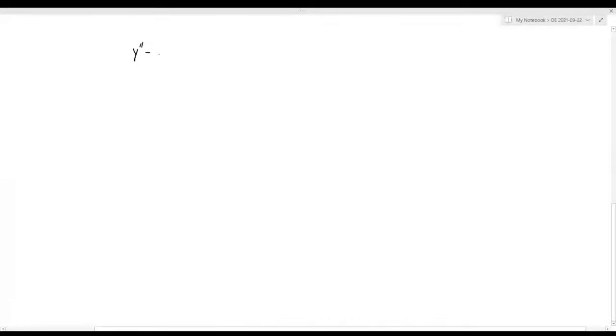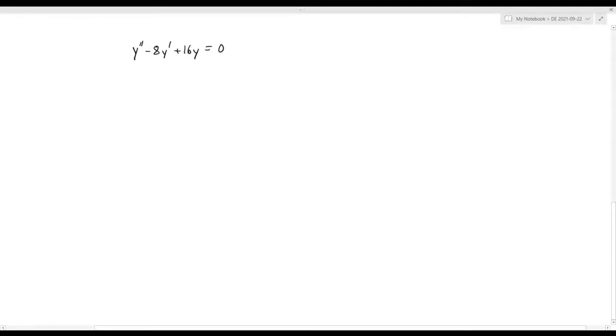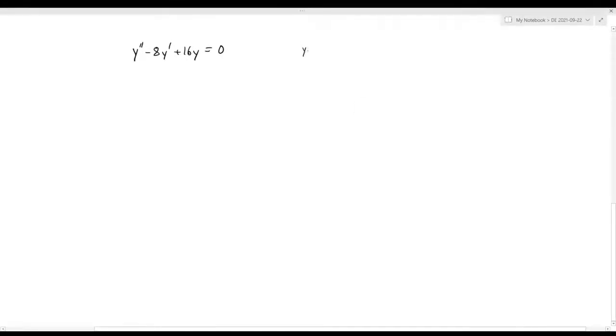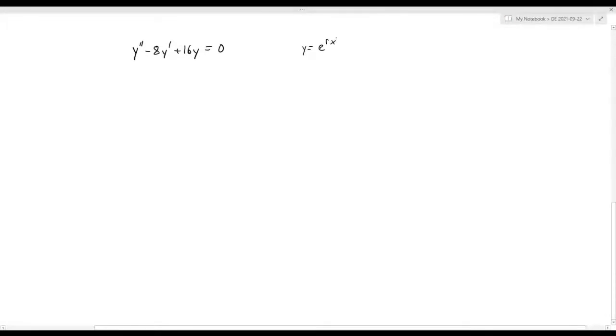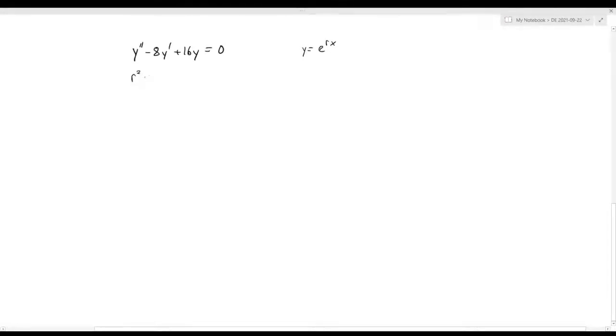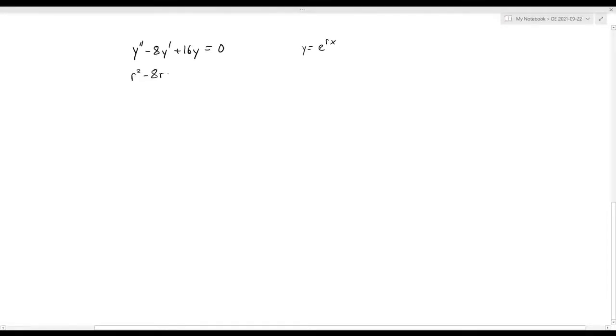Okay. So what if we had y double prime minus 8y prime plus 16y is 0, constant coefficients. Okay, and we again start assuming that our solutions look something like that, where we need to find r. So we write down the characteristic polynomial without rederiving the procedure. Now this is a perfect square, no? Right. Okay.